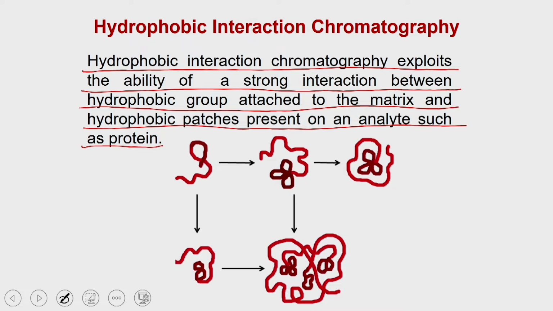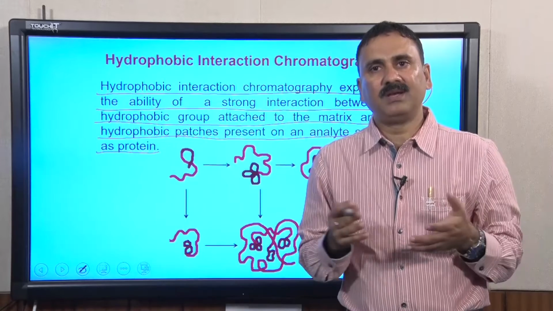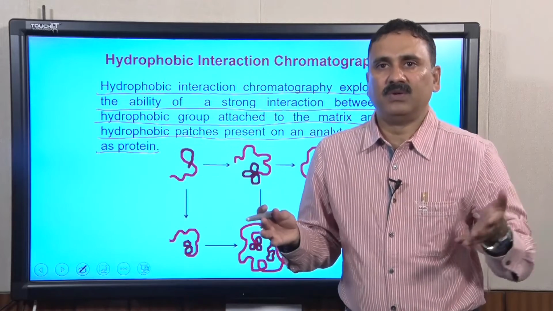As we discussed in the past, the protein is made up of amino acids, and these amino acids are of diversified nature. They could be positively charged amino acids, negatively charged amino acids, non-polar amino acids, polar amino acids and hydrophobic amino acids.